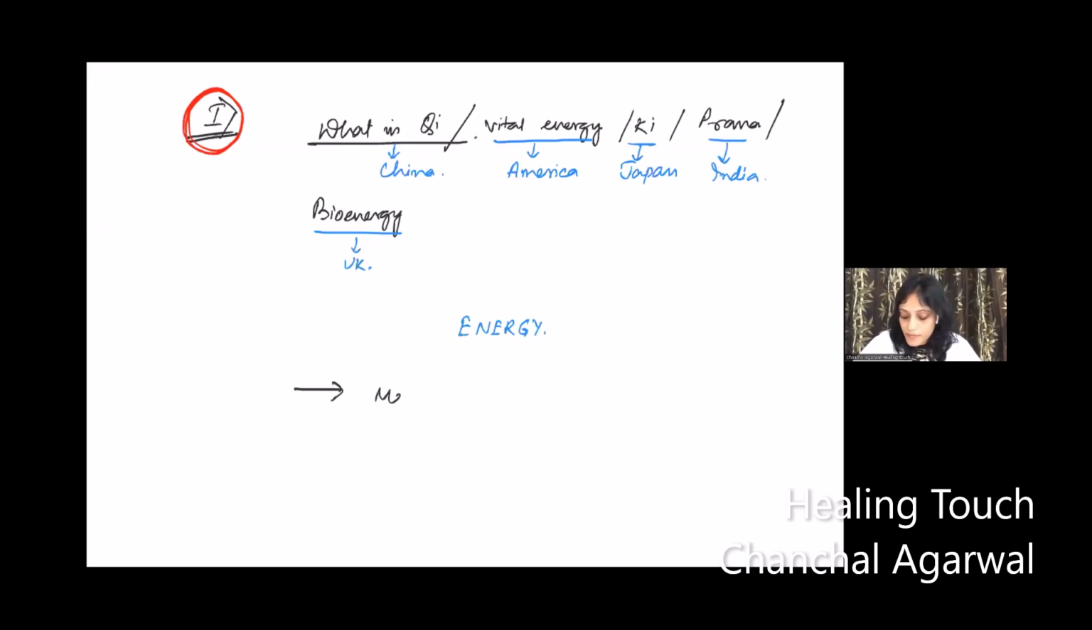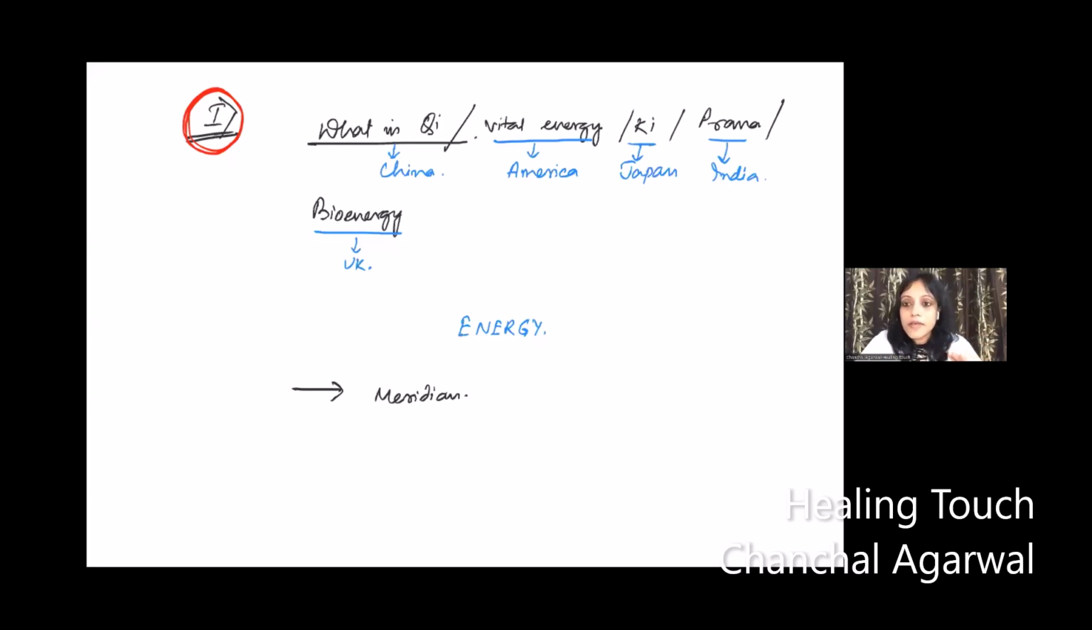Now this Qi flows through certain pathways, and these pathways are called meridians. So the energy pathway of the body is called the meridian, and on the meridian there are certain areas where this energy is more accessible in comparison to other areas.